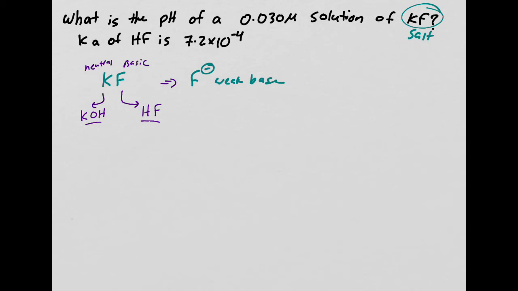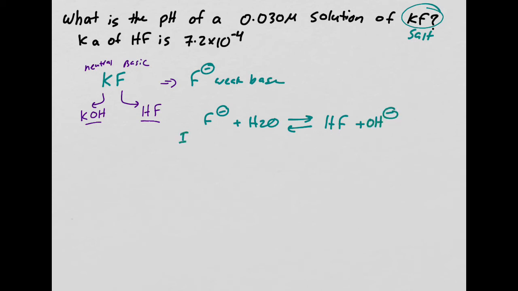And again, it's a base because it has a minus charge. Remember, bases have a minus charge, have a lone pair to be able to get a hydrogen. So what am I going to do? I'm going to set up an ice table because I have a weak base situation, a hydrolysis. The base is going to get a hydrogen, and that means the water is going to react like an acid and lose the hydrogen.